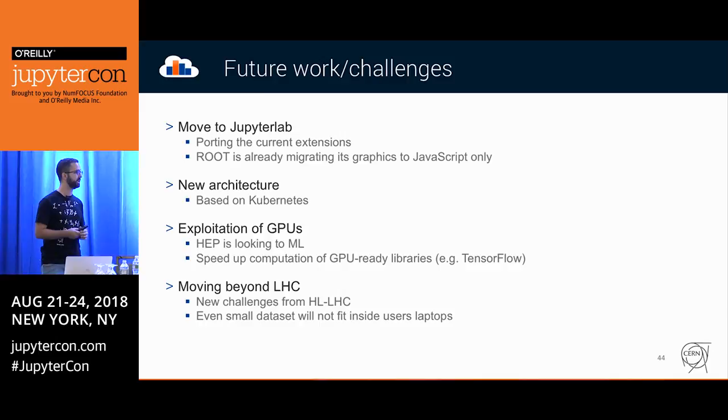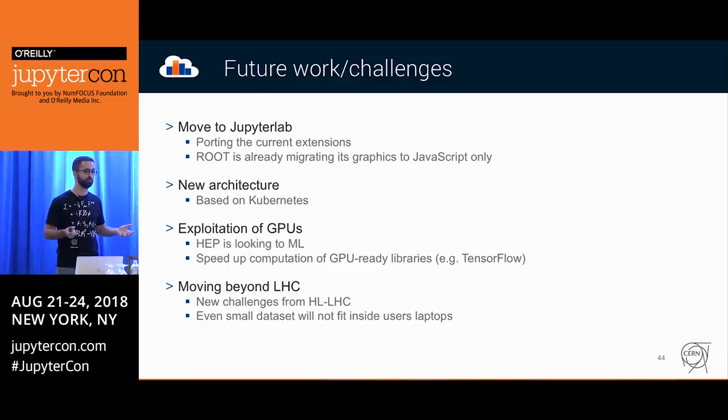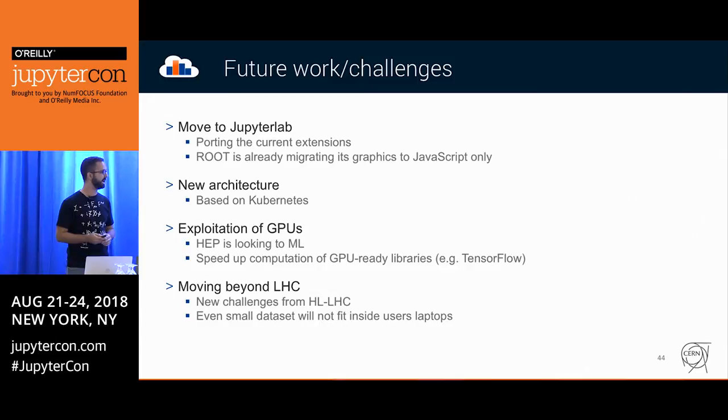Then, of course, we also want to investigate a new architecture for the service. We are studying the adoption of Kubernetes. We are also studying the usage of GPUs, because the HEP community is now looking more and more to machine learning, and we need to provide them GPUs, because these are what brings some speed to their analysis.